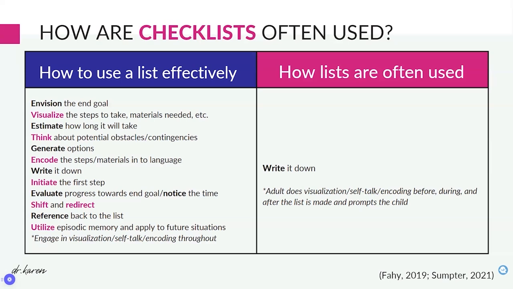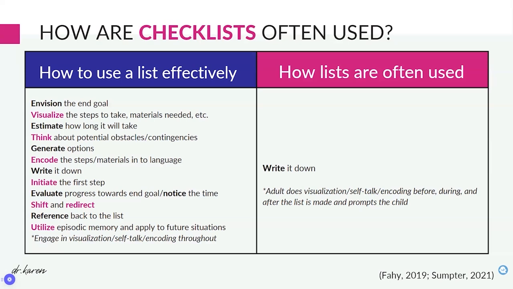We have to visualize the steps to take, the materials needed, things like that. We have to estimate how long it will take because that might impact what goes on that list. We have to think about potential obstacles or contingencies that might help us to add some steps to the list or materials that we might need. We have to generate different options in case things go wrong. Using those fluency skills, we have to encode the steps or the materials into language. This is a big one.